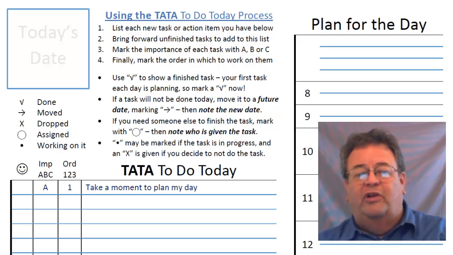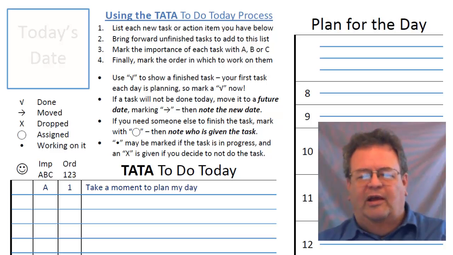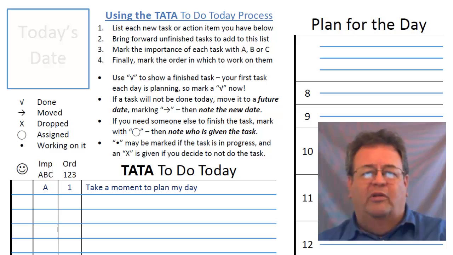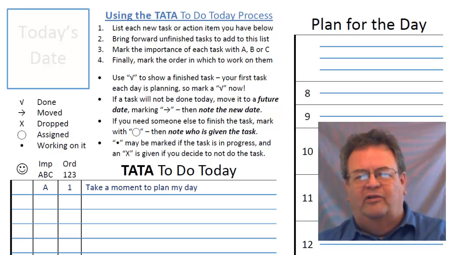So the first thing is you list every task or action item that you have in the To Do Today column. You'll note that the very first thing that we've already pre-printed onto these sheets is take a moment to plan my day. This is one of the most important things about this whole system. It says take some time to plan what you're going to do, and that extra time that you take at the beginning of the day, or perhaps at the end of the day for going forward into the next day, helps you to really become focused and to really accomplish the things that are best to do.